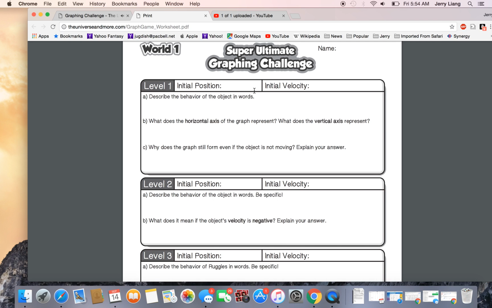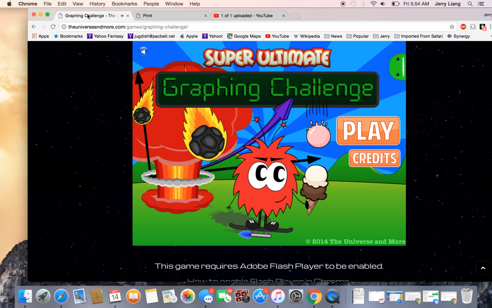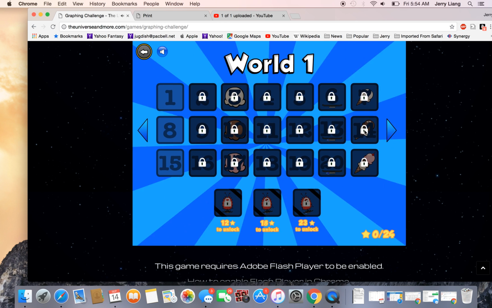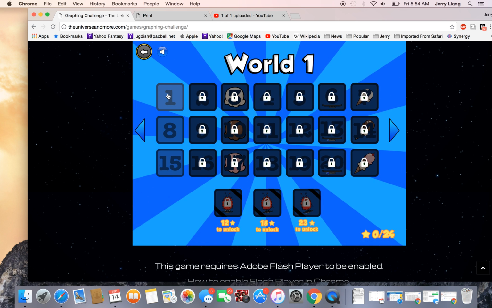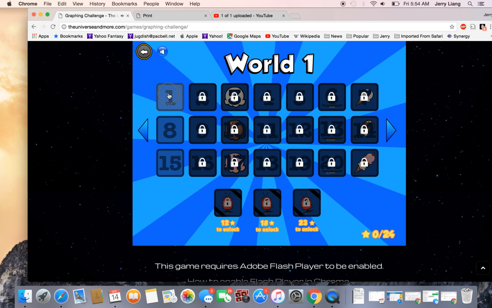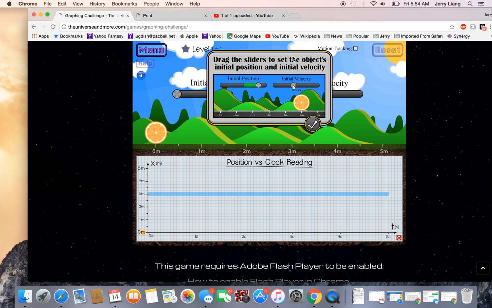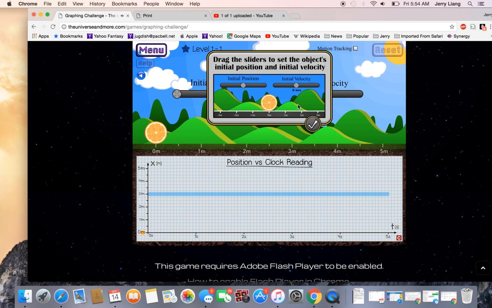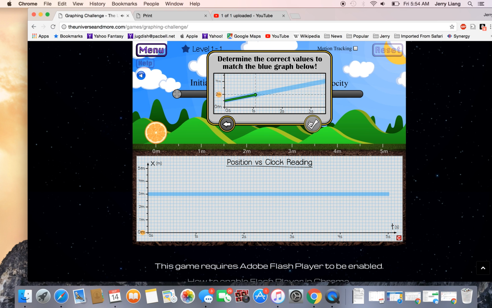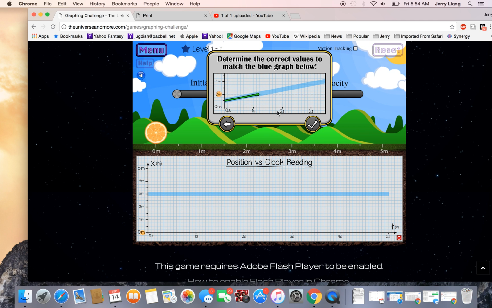Alright, initial position, initial velocity, it's got some questions, so let's start off with level 1. So we're in world 1 right now. Here is level 1. Okay, nice and mellow. Alright, drag the slider to set the object's initial position and initial velocity, okay? And so they show you how to do that right here. We click OK. And the goal here is that you want the thing to travel and follow this graph, alright?